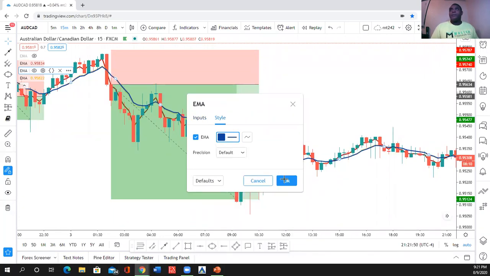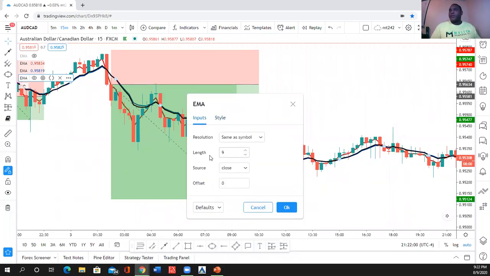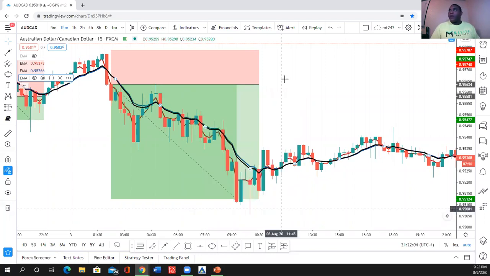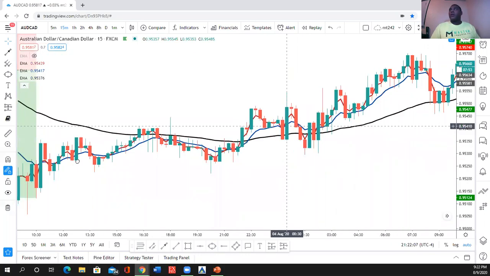Hit OK. And then the last one would be the 50, EMA 50. Change the thickness, change it to 50, and I hit OK. And now we're good to go.